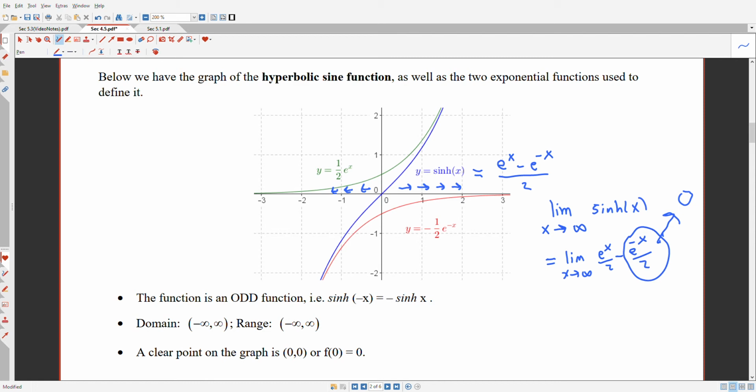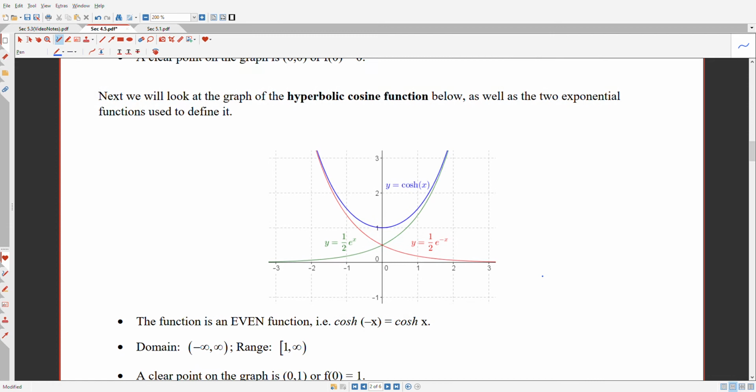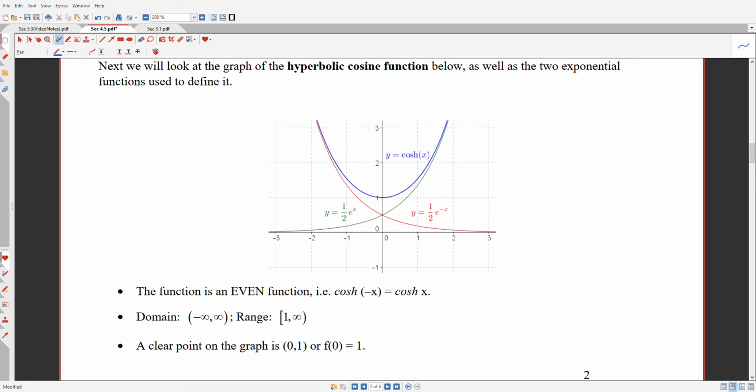The hyperbolic cosine function, cosh, looks like a parabola. Again, the formula for this is e to the x plus e to the negative x all over 2.